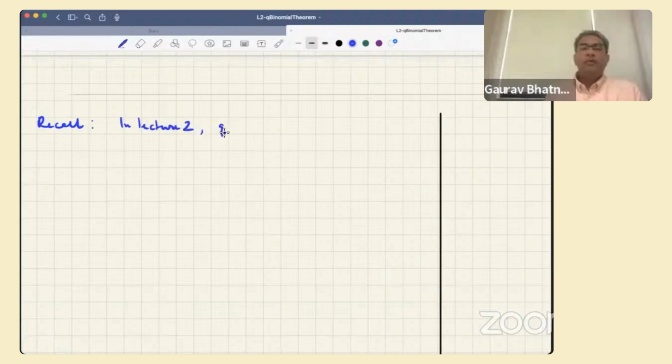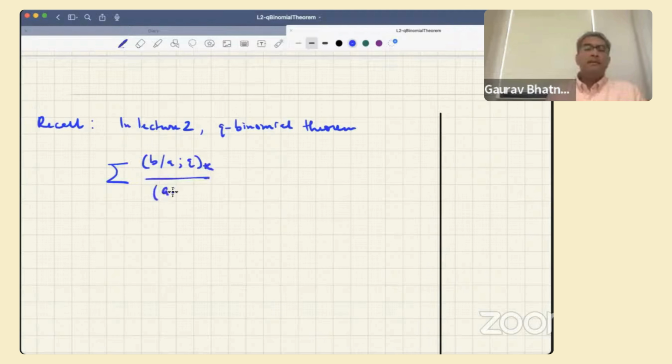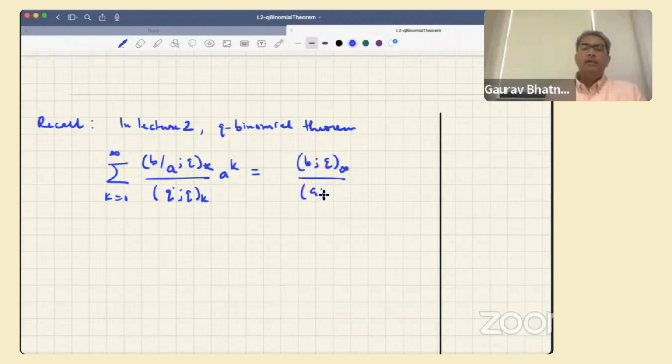We did the q-binomial theorem, and this can be written like this: the sum over k going from 0 to infinity of (a;q)_k over (q;q)_k times z to the k, equals (az;q) infinity over (z;q) infinity. Here |z| is less than 1 for the series to converge, and |q| is less than 1 for these products to converge. So this is the q-binomial theorem.